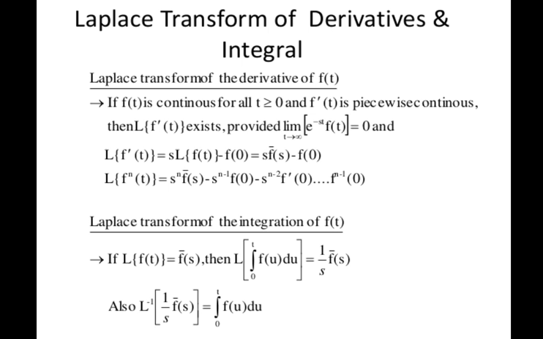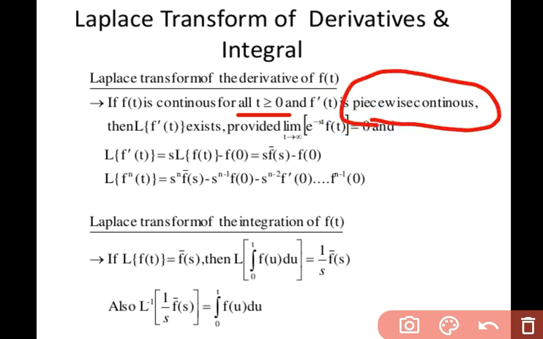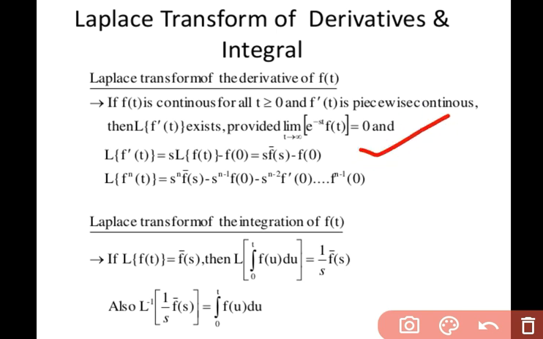Laplace transform of derivatives and integrals. Laplace transform of the derivative of f(t). Suppose f(t) is continuous for all t greater than or equal to 0, and f dash t is piecewise continuous, then L of f dash t exists, provided the limit is equal to 0, and also L of f dash t equals s times L of f(t) minus f(0). This is equal to s times f bar(s) minus f(0).